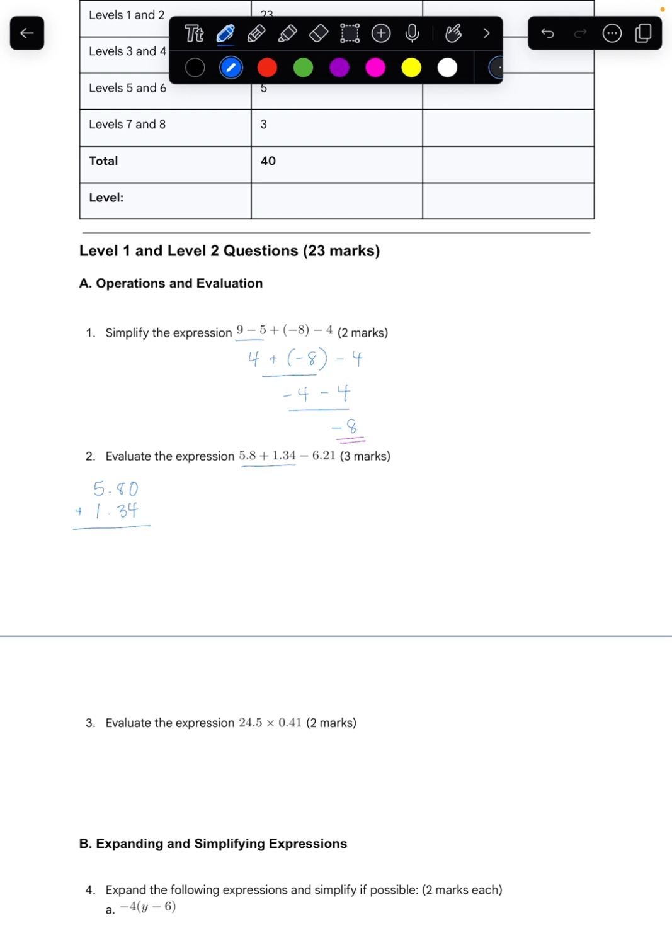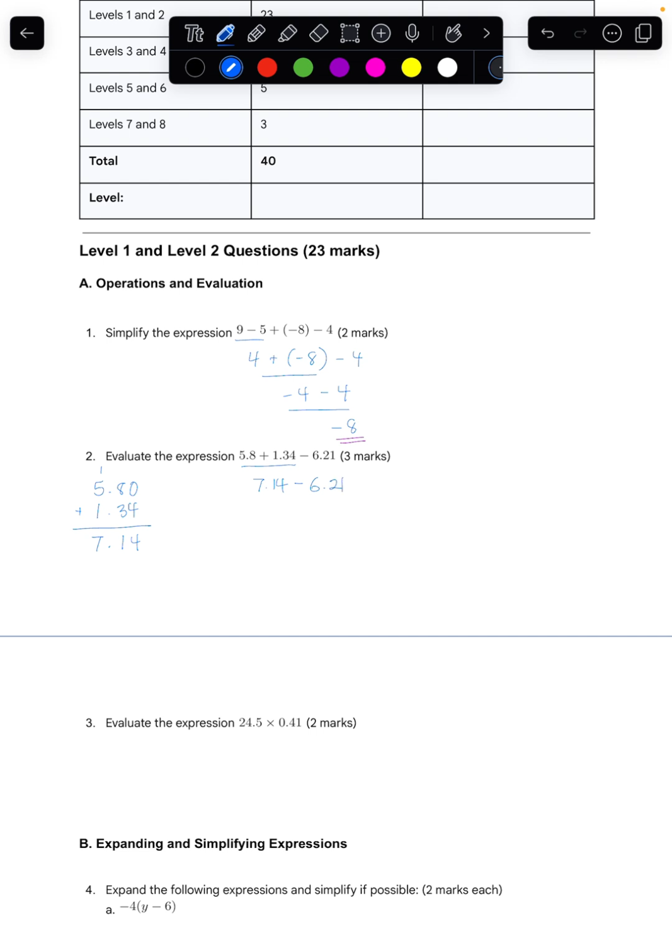Okay, so in the hundredths column, 0 plus 4 is 4. 8 plus 3 is 11. Place the 1. And then 5 plus 1 is 6. Add the extra 1 is 7. So 5.8 plus 1.34 is 7.14. I'm going to write that down under my equation. 7.14 minus 6.21.